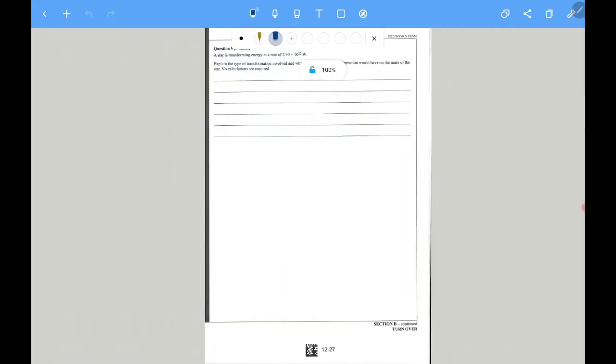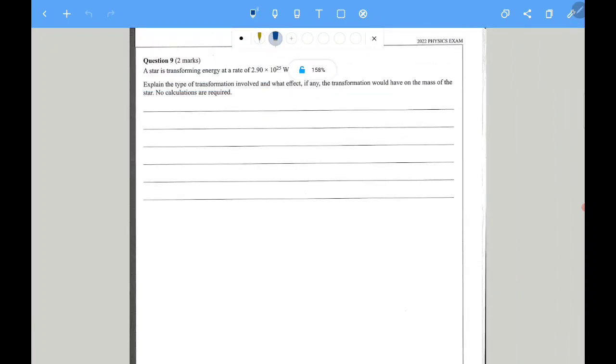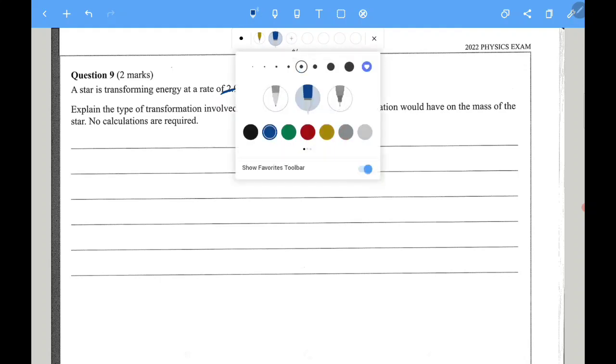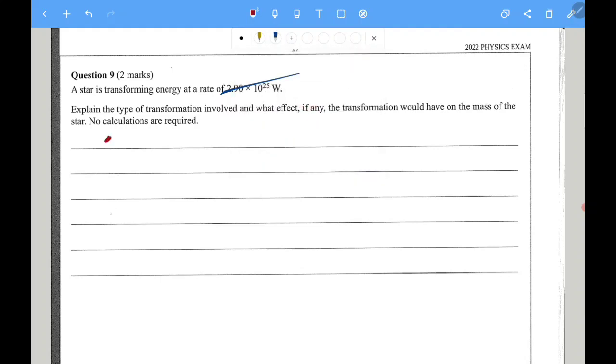Now, moving on, question 9. We have a star that's transforming energy at a rate of 2.9 times 10 to the power 25 watts. Explain the type of transformation. Alright, so this is a pretty general question, and what effect, if any, the transformation would have on the mass of the star. So we can completely ignore that value because that's pretty useless. It's a word question. 2 marks, so 2 dot points are needed. Don't need to write in dot points, but I feel like it's the best way to structure your answer.